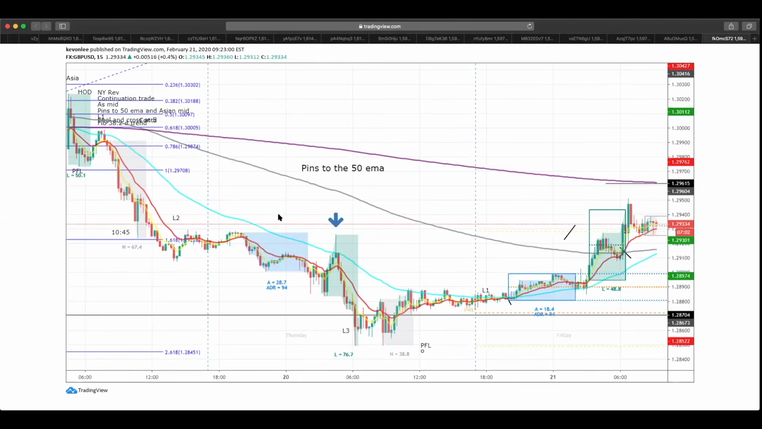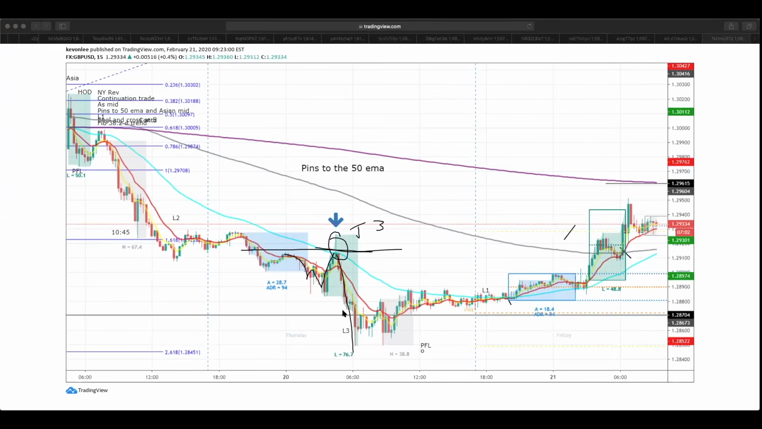So this pins to the 50. Would that be a good example of a pins to the 50? Yes, right? Cool. That's a very good example, where we're coming down, and price comes up to the middle of the range. So this would be a type 3. You get a pin to the 50 and a type 3 at the same time. This would be your trade.